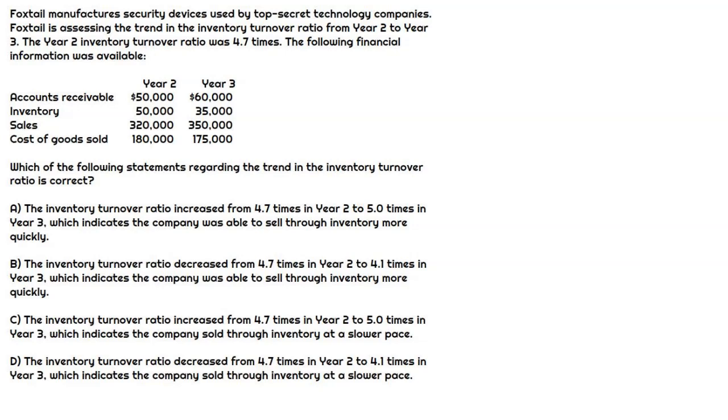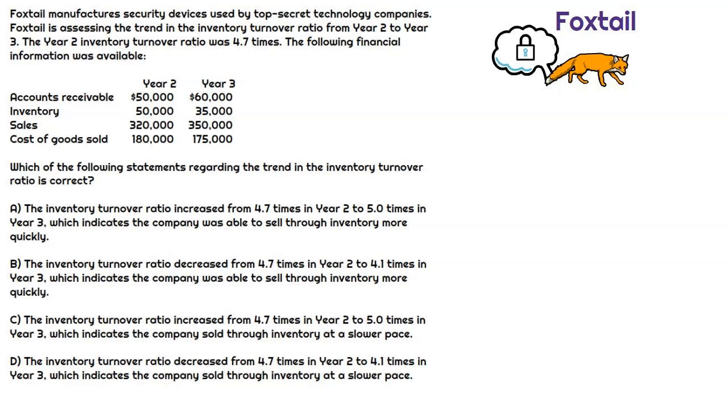The company we're focused on today is Foxtel, and they manufacture security devices used by top secret technology companies. So, pretty interesting business model for Foxtel. Now, what they're focused on here is assessing the trend in the inventory turnover ratio from year 2 to year 3.